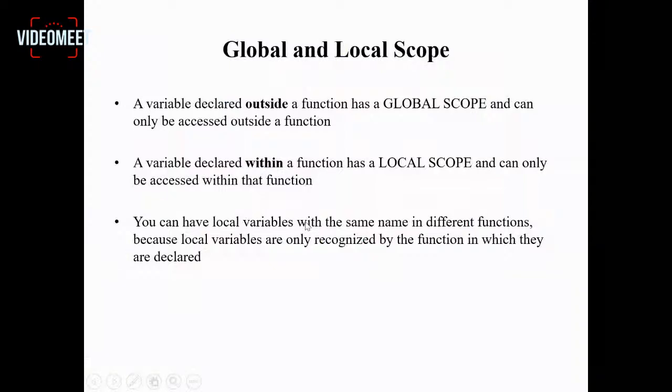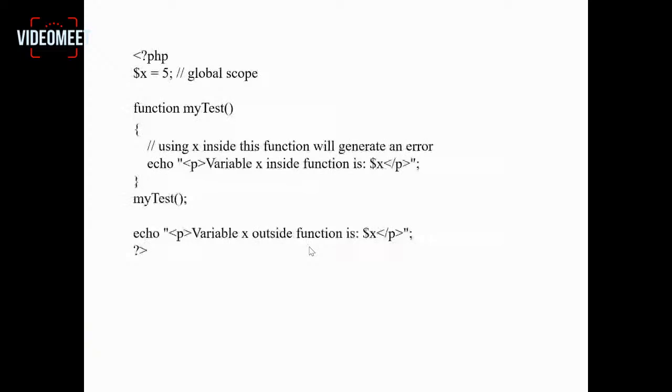That is the meaning of the last point here. You can have local variables with the same name in different functions, because local variables are only recognized by the function in which they are declared, because their scope is limited only to that function. So everywhere you can declare with the same names in different functions.